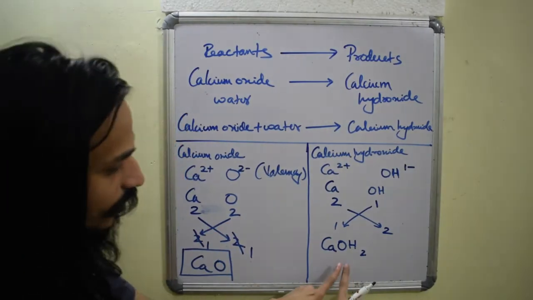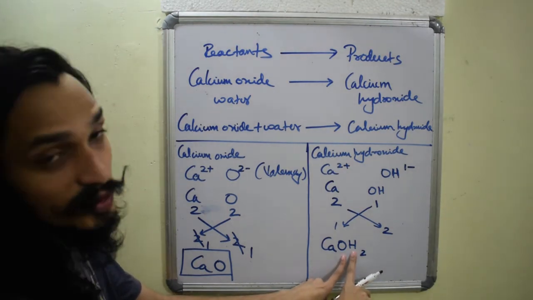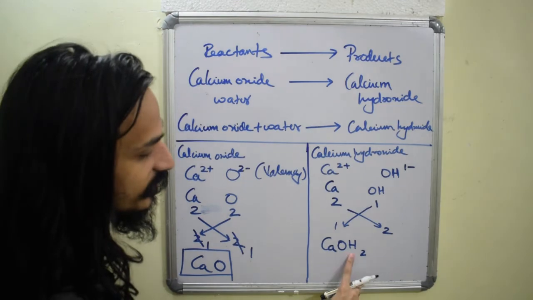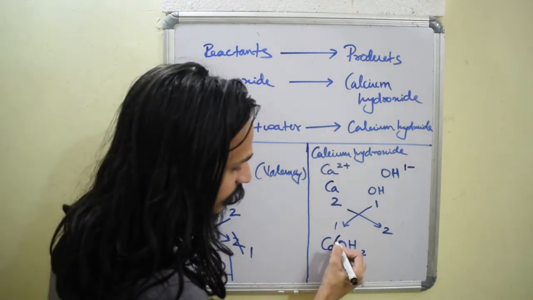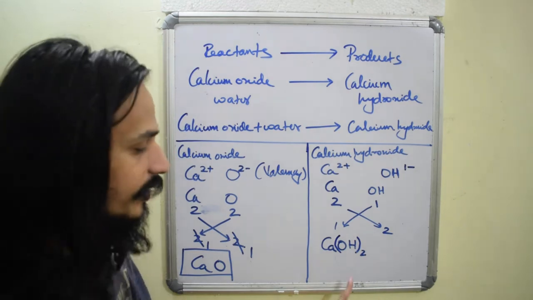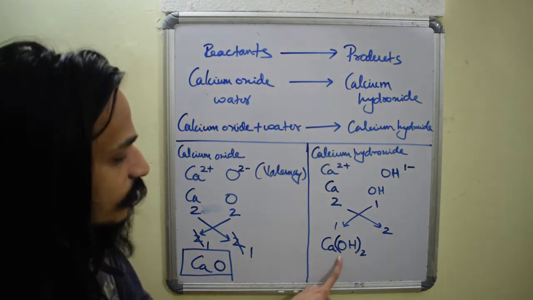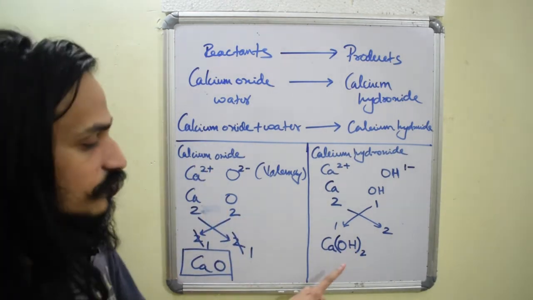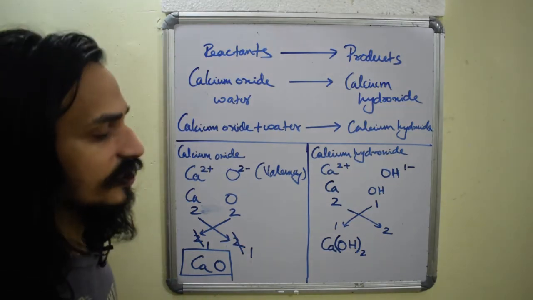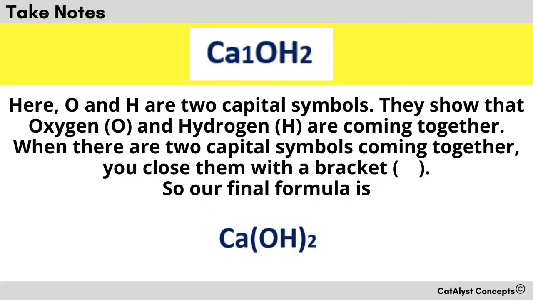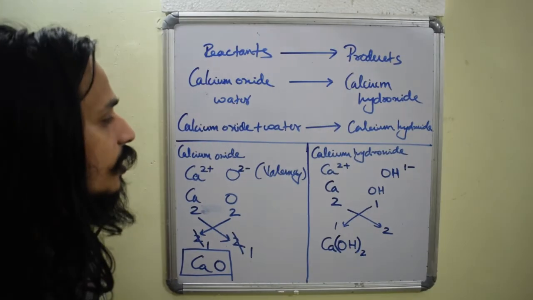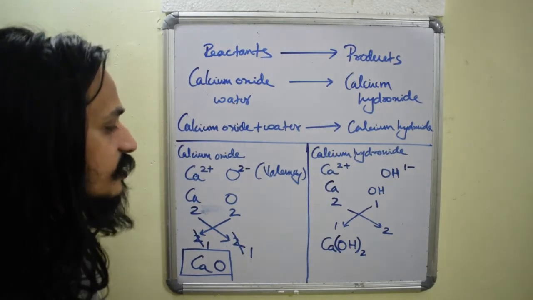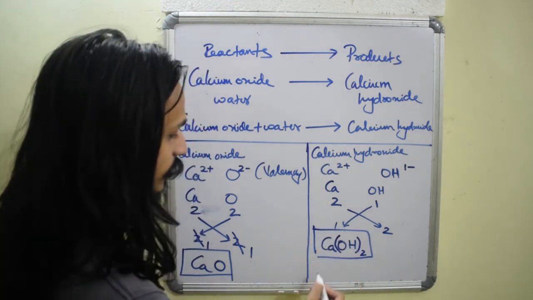Now keep in mind, OH is oxygen and hydrogen together, right? When you have two capital letters getting the same number, you put them in a bracket. If it's one capital and one small letter like Ca, it means it's just one element. If it's two different capital letters, it's two different elements, so those we put in a bracket. Otherwise, a bracket is not necessary. This is how I write the chemical formulas of calcium oxide and calcium hydroxide.